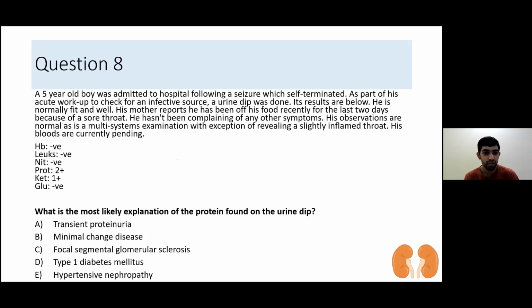Question 8. We'll give a minute and a half for this one, as this is once again a bit trickier. Thirty seconds.